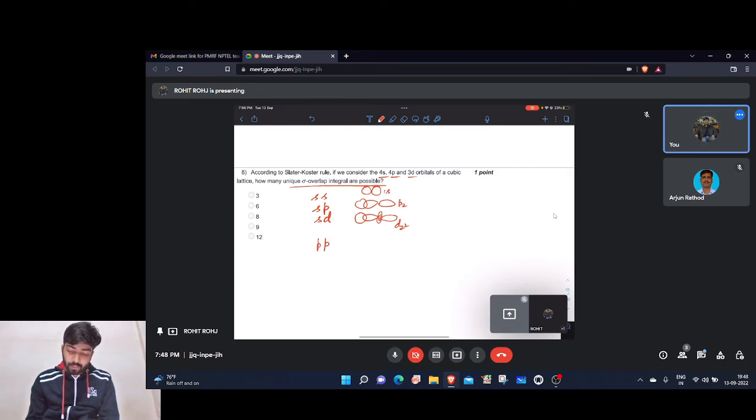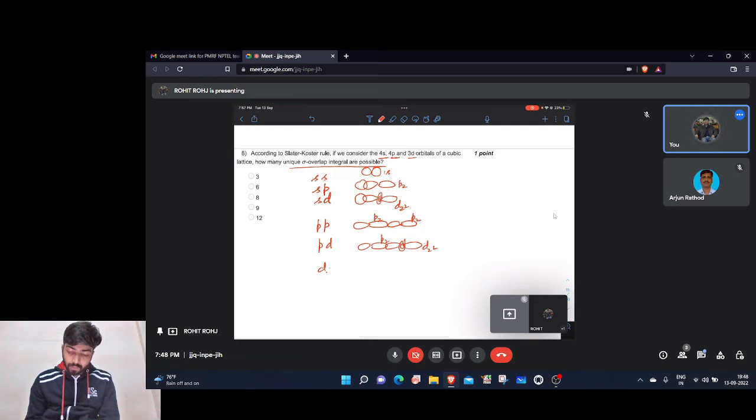Then we have pp overlap. Then we have pd overlap. This is pz, if I'm talking about pz overlapping with dz square orbital. Then also I can have dd overlap for 2 dz square orbitals. Now these are the three and three, 6 unique sigma overlap integrals possible with 4s, 4p and 3d. So we have 6 unique. The rest of those are nothing but repetitions of these.